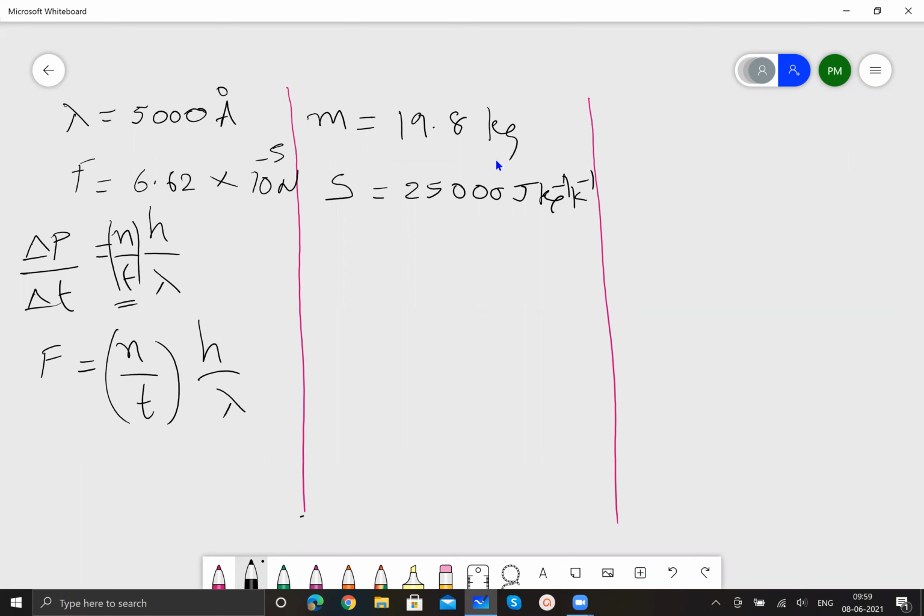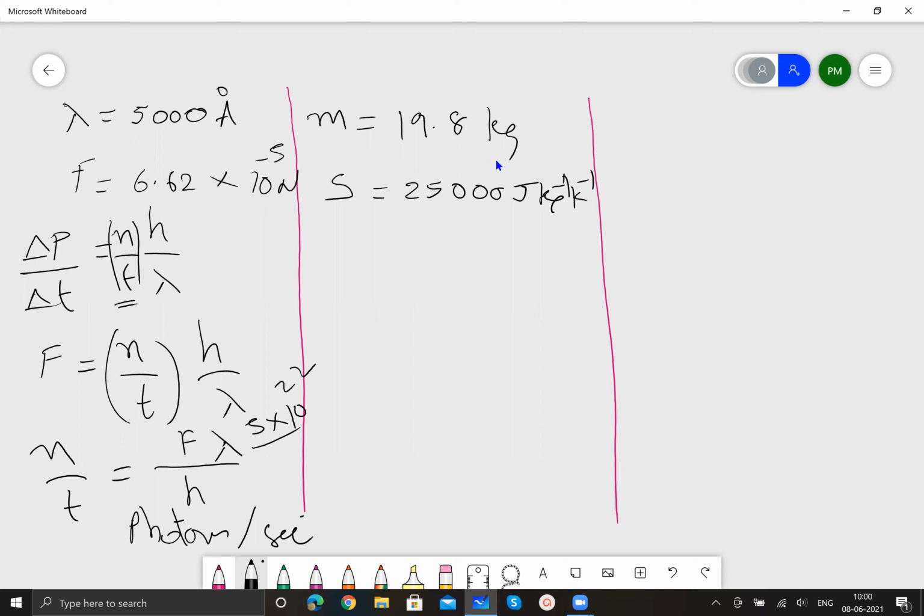So what is asked here? Number of photons per second, n by t, is asked. So F by h by lambda. Correct? So now, can you do the calculation? I'm doing only, sir. These many photons per second will be the answer. You will be getting around 5 into 10 to the power of 22 is the answer. Will you do the calculation afterwards? Okay, fine.